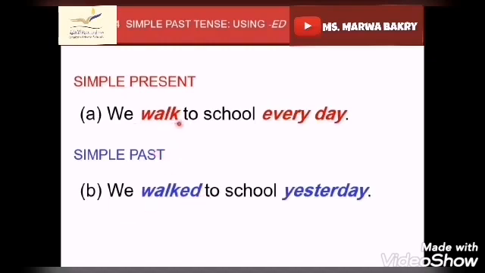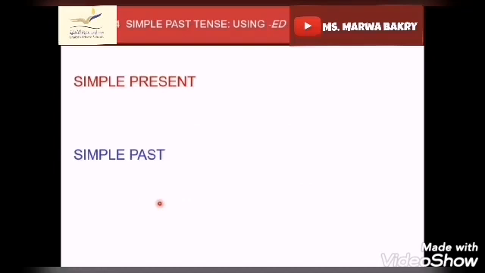Here we say walk. This is the infinitive form or the basic form of the verb. But here we say walked. Walked here is the basic form of the verb plus ed. Okay, this verb is in the past. Look at another example.